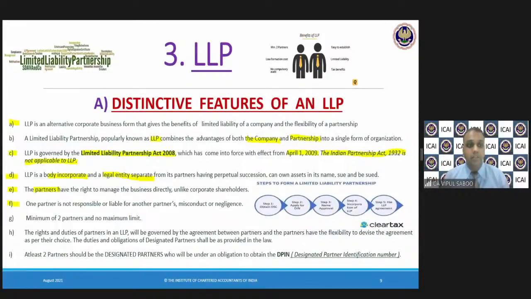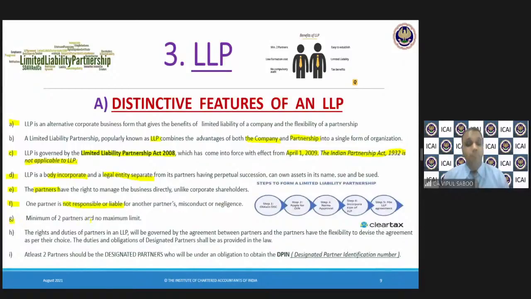One partner is not responsible or liable for another partner's misconduct or negligence. In the partnership, you were liable for whatever is happening in the partnership firm unless you prove to the contrary that you are not involved in this fraud or something like this. Here, they have given it directly. No one particular partner is responsible for other partners' acts, misconduct, or negligence.